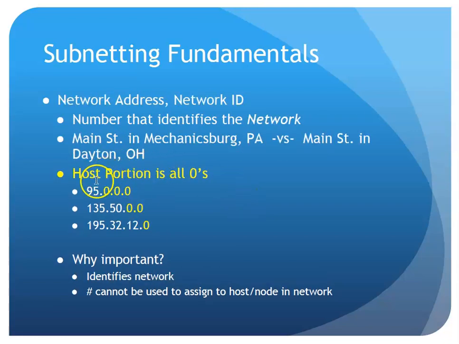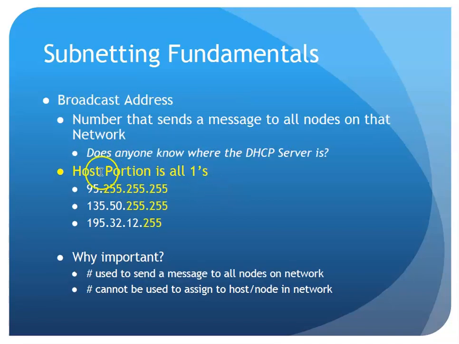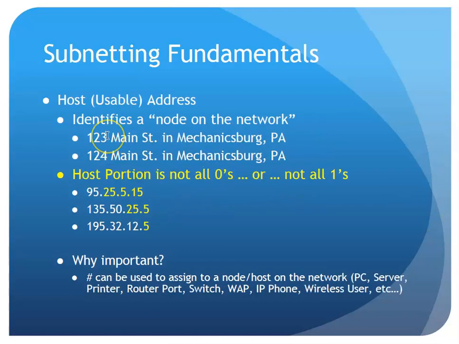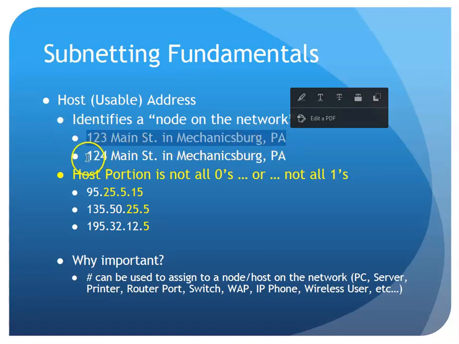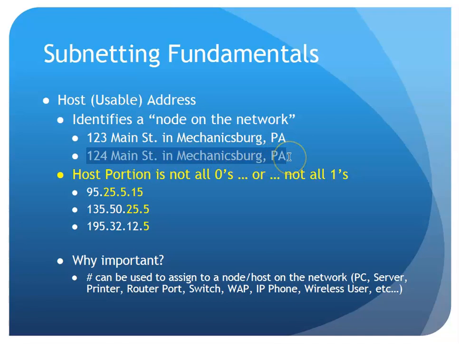So the host portion all zeros is a network number. The host portion all ones is a broadcast address. Now what's left in the middle is usable addresses. These are the addresses that would end up being 123 Main Street, Mechanicsburg, PA or 124 Main Street, Mechanicsburg, PA. So the host portion now is not all zeros and it's not all ones.